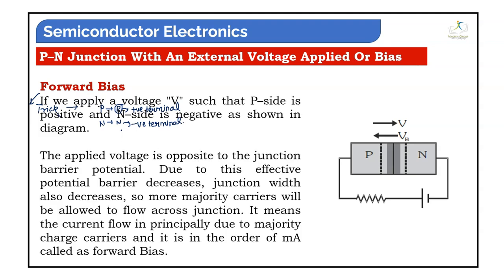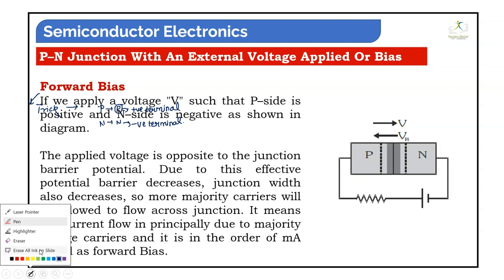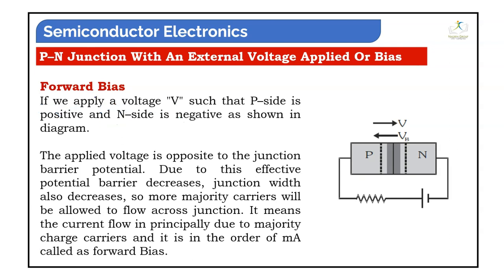I hope you understand, students, what I'm going to do. Positive to P, that means positive to positive, negative to negative. So if we apply the voltage such that the P side is connected with the positive and the N side with the negative, this is shown in the diagram. As you can see, P is connected with the positive side of the battery and N with the negative. The applied voltage is opposite to the junction barrier potential.